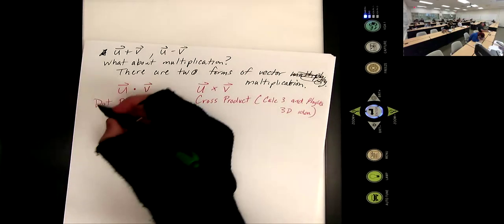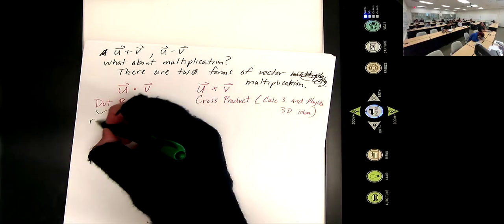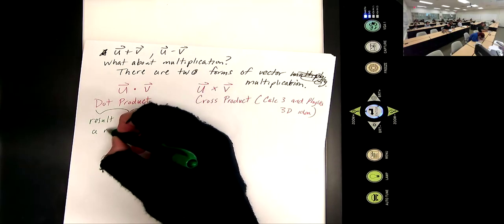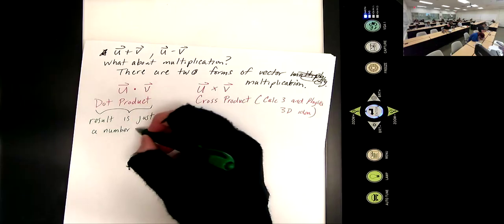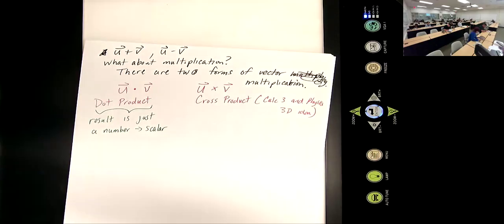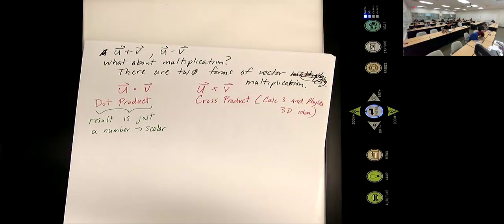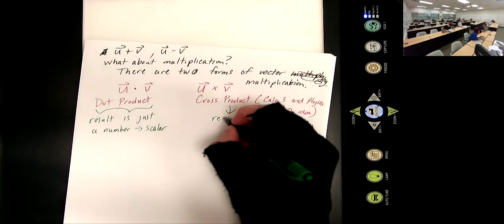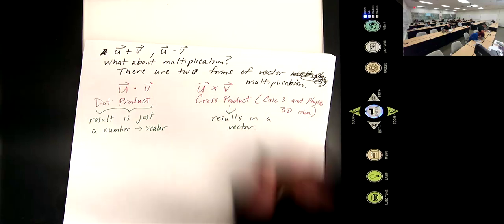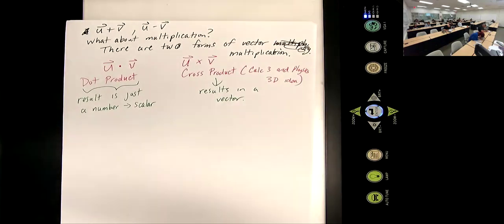The result of the dot product is just a number, and they call that a scalar. So if I say the word scalar, I'm referring to a number. The cross product results in a vector. So it produces a third vector: you start off with 2 vectors, you multiply them, and you get a third vector. We're only going to do the dot product here.